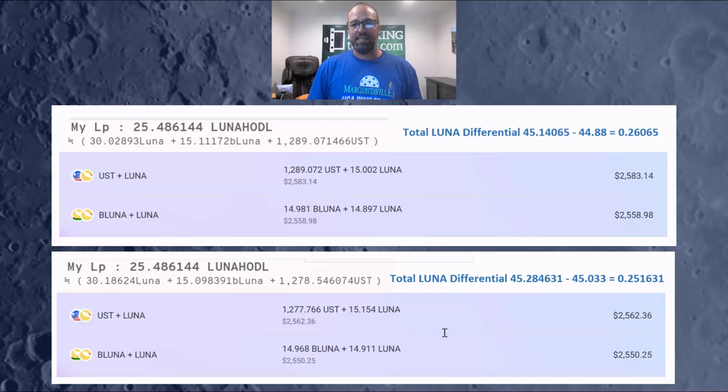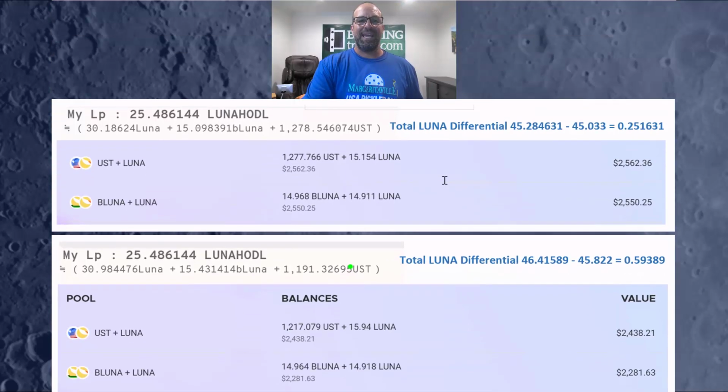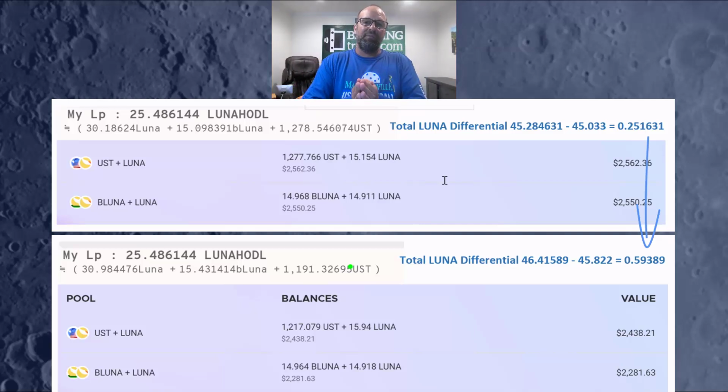And what you can see is the differential was almost the same. So instead of 0.26, it was 0.25. There was an extra dollar in the Luna-HODL, which was interesting. But by the next day, if we look at Monday at 10 p.m., this gets really interesting. So notice the differential of the amount of total Luna, including the bLUNA. Now instead of 0.26, there's 0.59 extra Luna.